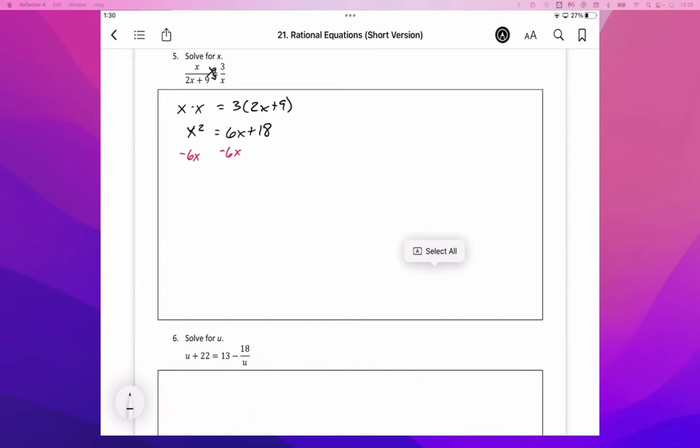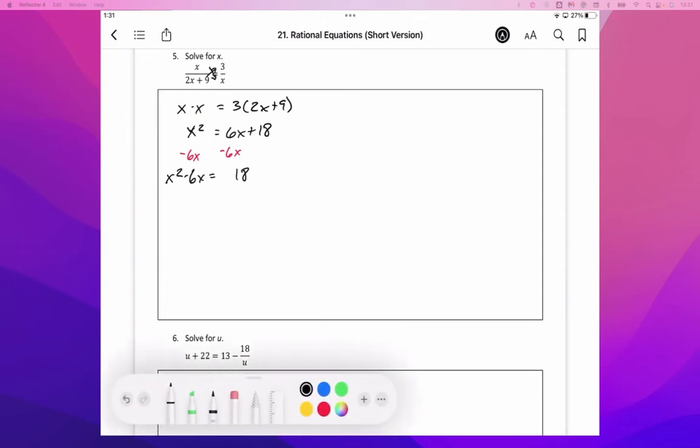So I could have just moved the x squared over to the right. It would complicate things for me a little bit. So I prefer very much to keep the x squared value positive. So that's what I'm going to do. And so I've got x squared minus 6x is equal to 18.